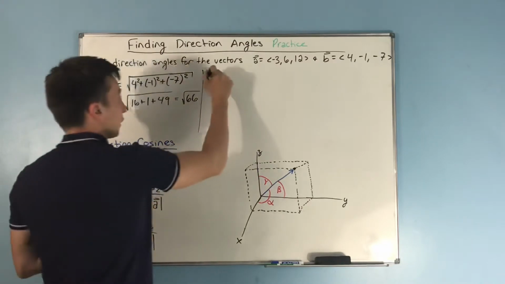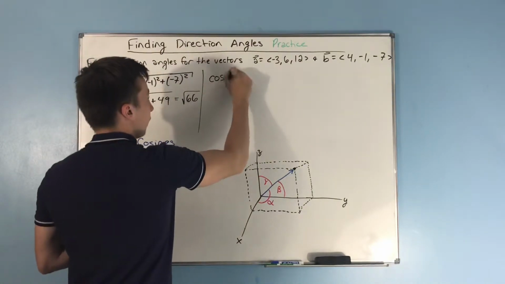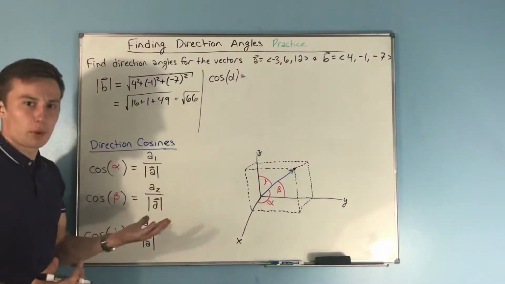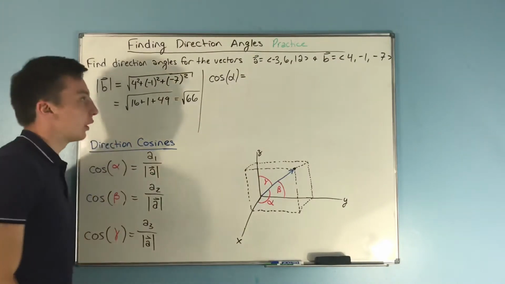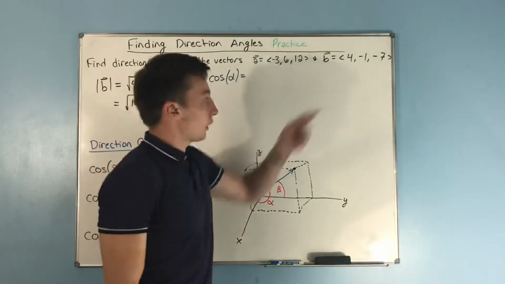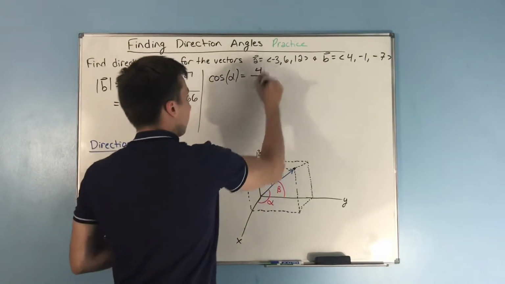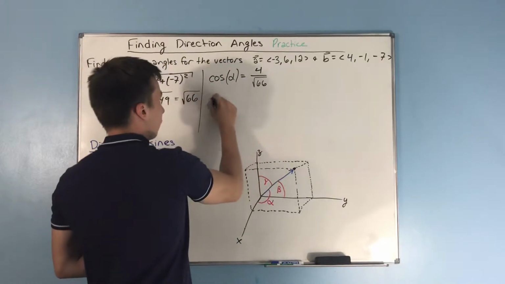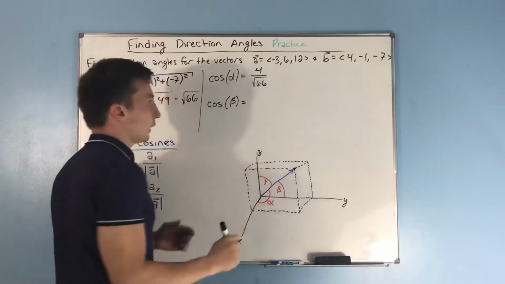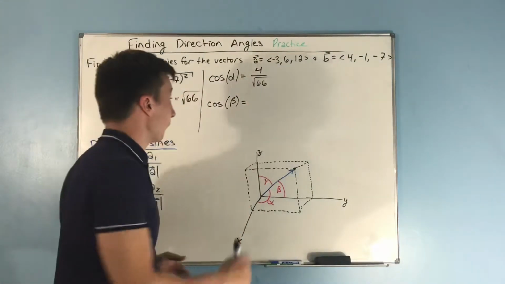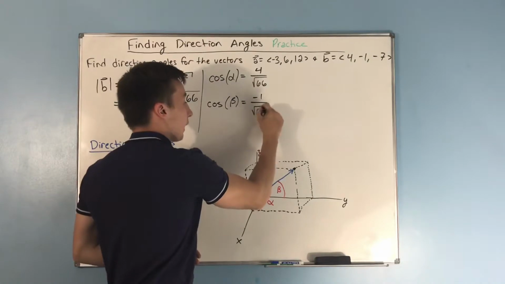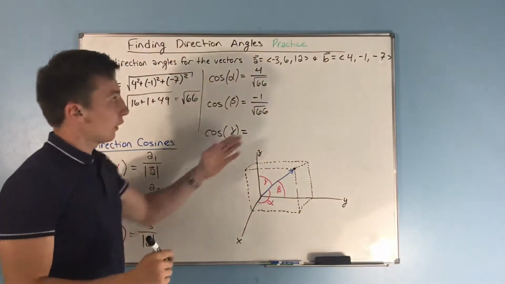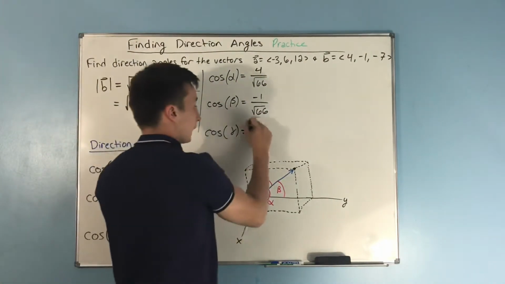So let's write out our direction cosines. We have that the cosine of alpha is equal to, well, your first component, okay? It could be B1, C1, whatever. That is 4, and that's going to be over the magnitude of our vector, which is rad 66. Cosine of beta is going to be the second component, which is -1, over rad 66. Lastly, we have cosine of gamma, which is going to equal the last component, -7, over rad 66.